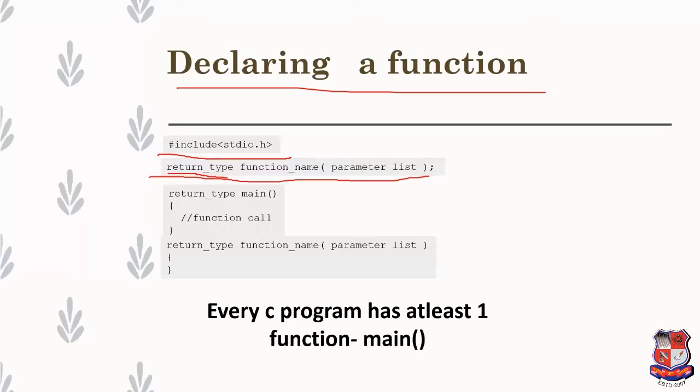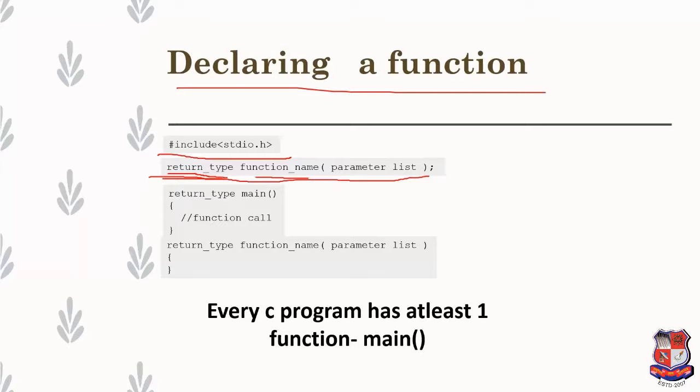Suppose I am adding 2 numbers, then my return type can be integer. It can be done via void also. So that depends on the specific task which you are mentioning in your program. So basically in declaring a function, first part is your return type. Second is your function name. If I am writing void main, void is my return type, main is my function name.